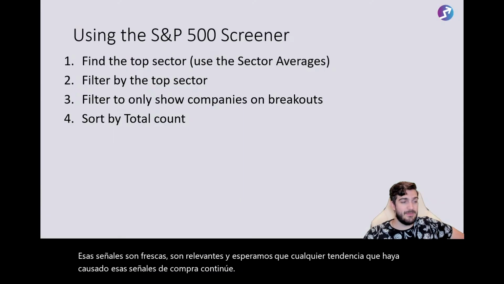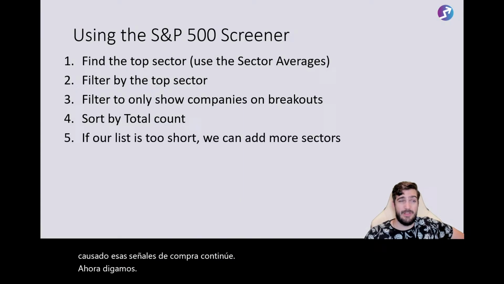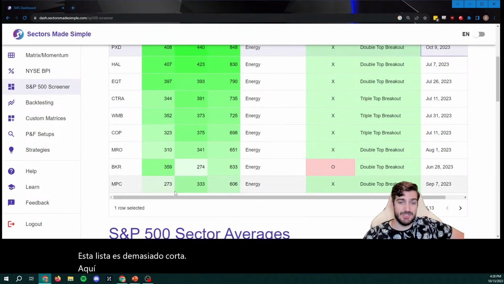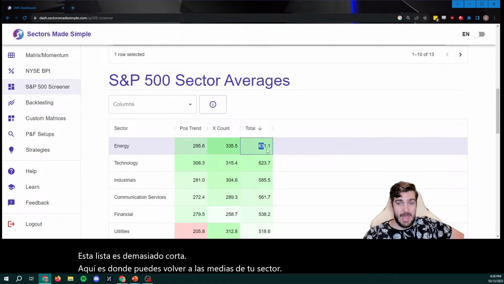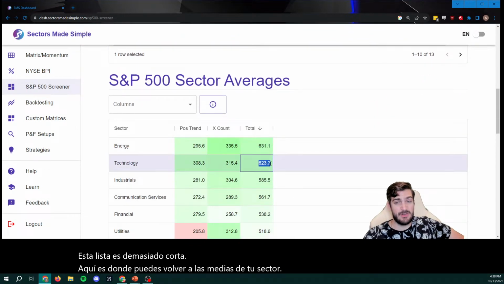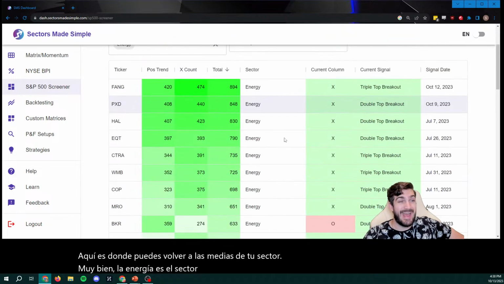Now, let's say this list is too short. This is where you can go back to your sector averages. Alright, energy is the top sector. Technology ain't looking too bad either.